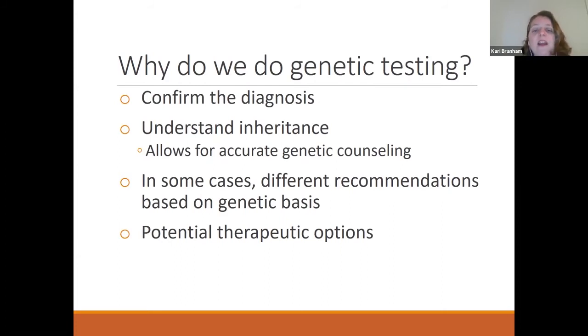In some cases, there may be different recommendations based on the genetic basis for disease. For example, sometimes it does happen that when we do genetic testing, we thought it was going to be a non-syndromic condition, meaning we thought it was just going to have the eye findings, but sometimes we do identify genetic mutations in genes which would indicate, hey, this is actually a syndrome, and there may be other health conditions that the patient should be screened for.